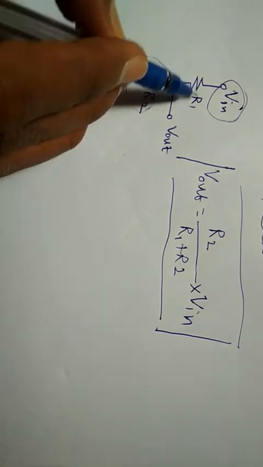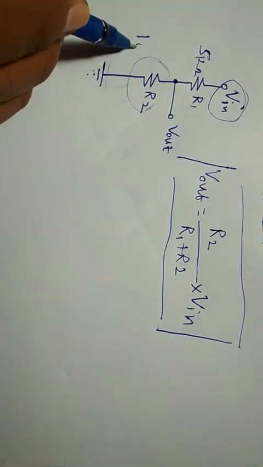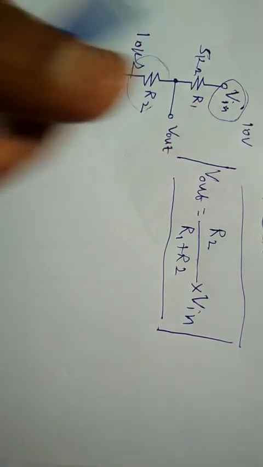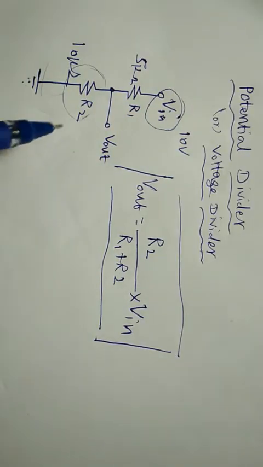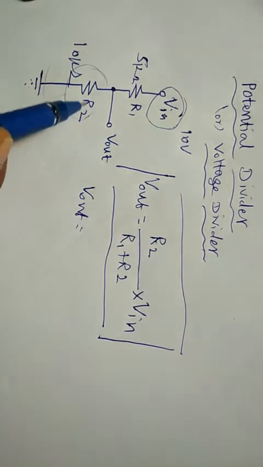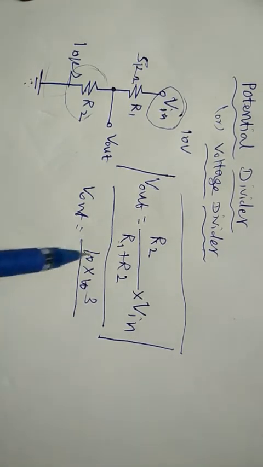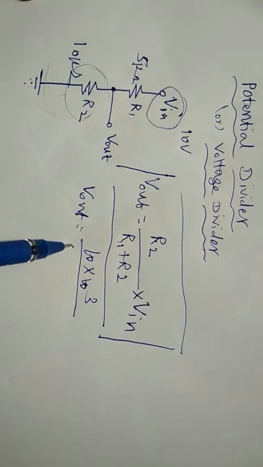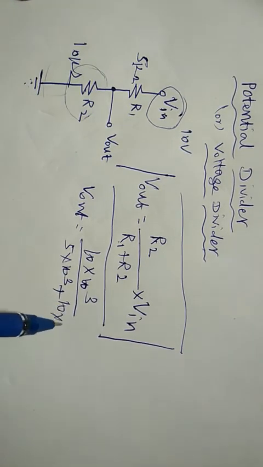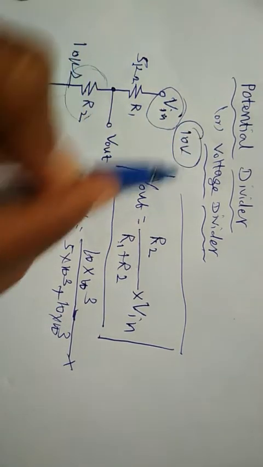Suppose we choose R1 as 5 kilo ohm and R2 as 10 kilo ohm. Vin is 10 volts. And we have Vout equals R2, that is 10 kilo ohm, 10 into 10 power 3 ohms, divided by R1, here 5 kilo ohm, 5 into 10 power 3, plus R2, 10 into 10 power 3, multiplied by the source, that is 10 volts.